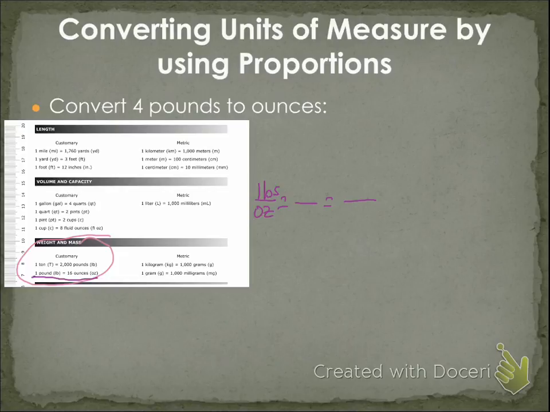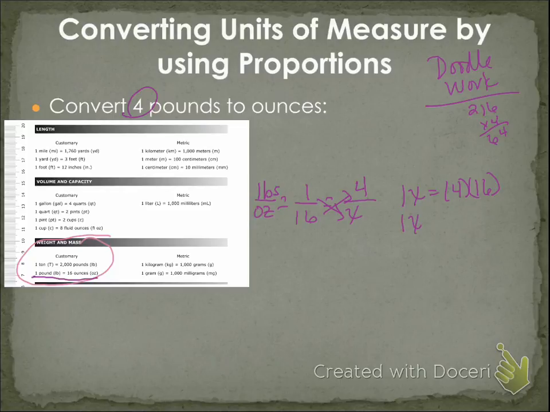So 1 pound is 16 ounces, so I'm going to fill that in. 1 pound is 16 ounces, and I'm converting for 4 pounds. Here's 4, and here's my x. Again, my doodle work will be higher just because of the fact that I'm a little bit stuck for space. Now I'm going to cross multiply and divide. 1x equals 4 times 16. So in my doodle work, I would work out 16 times 4. So then 1x equals 64. Divide by 1. X equals 64. So there are 64 ounces in 4 pounds.